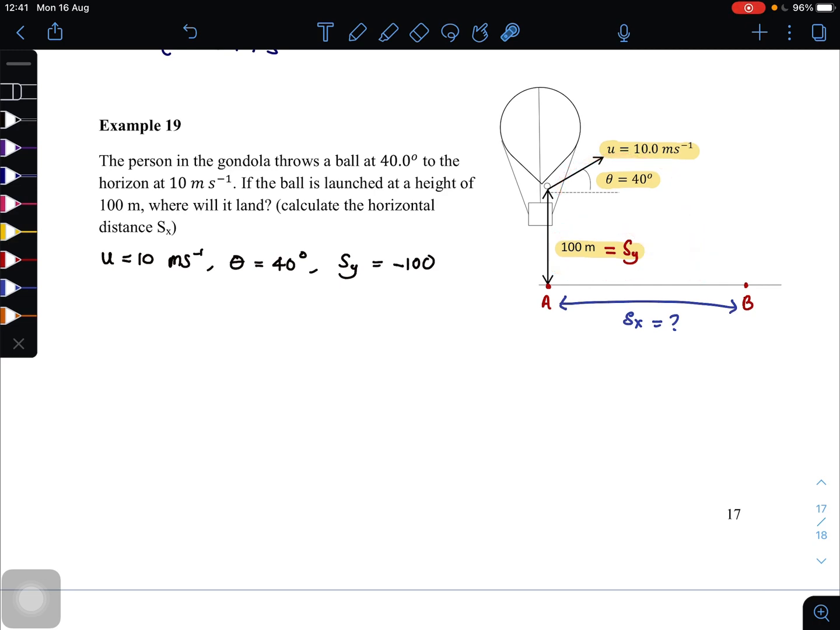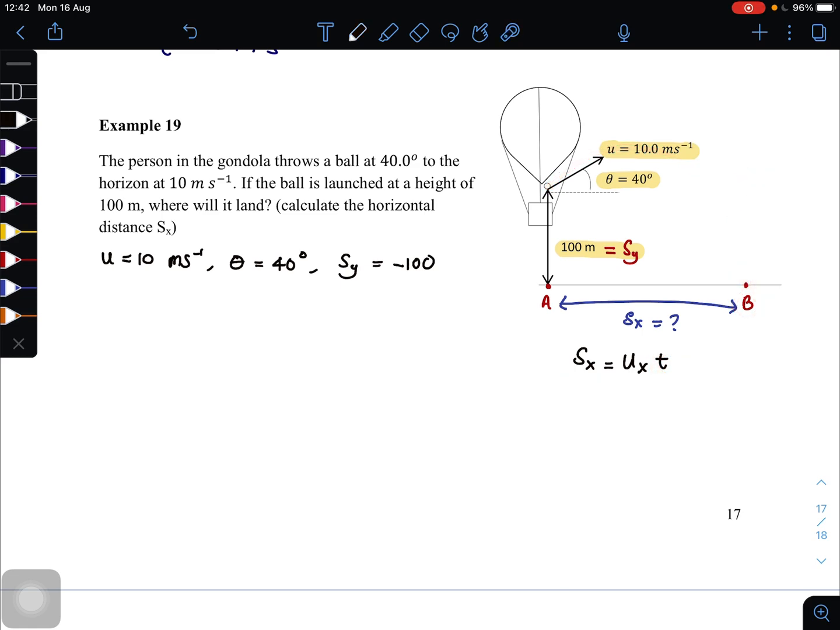Okay, so now we want to find SX. We only have one equation to find SX, which is SX is equal to UX T. And then T here is the time of flight. Okay, the time taken for the ball to land on point B. So what is the time taken here? So we need to find this one first in order to find SX. So how do we find this one?